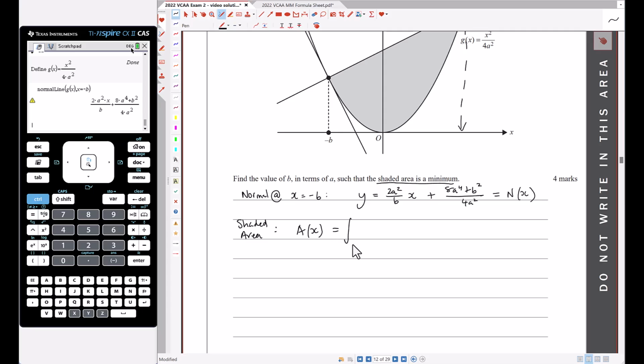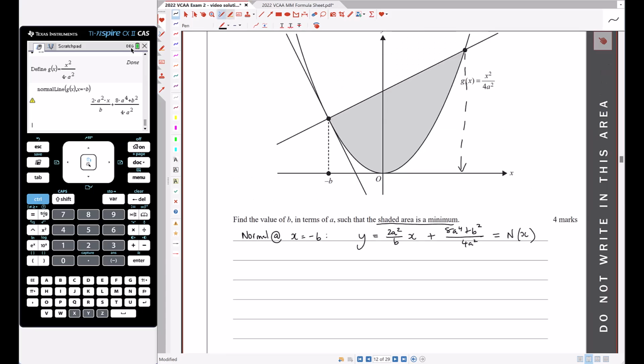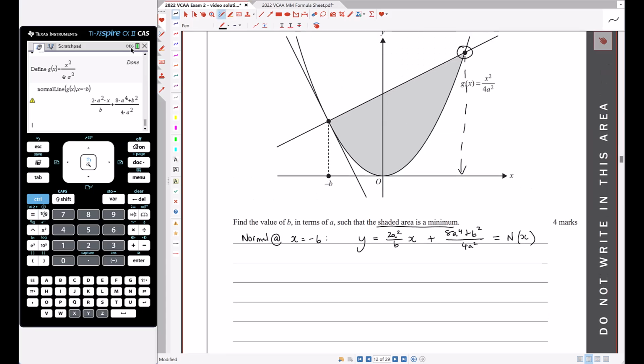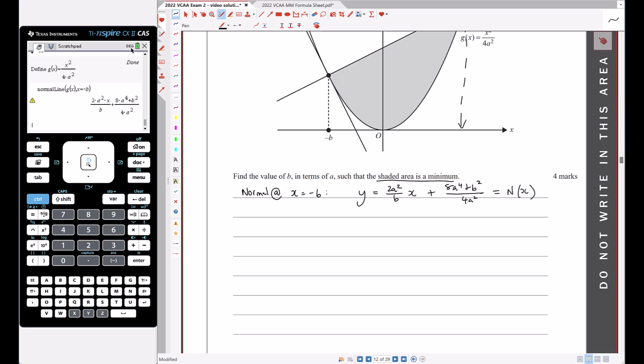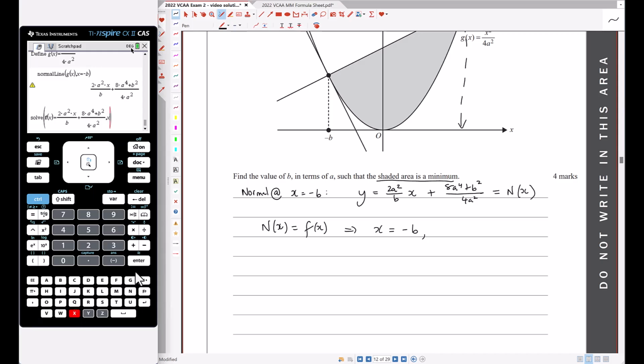That's going to be the integral, oh no, before we find the area, integral expression for the area, sorry, we need to find the coordinates. We need to find the coordinates of this point over here. So I'm going to solve my normal. So I need to solve n of x, my normal, equal to my function. And that should give me x equals negative b and something else. So let's do that. And solve my function equal to my normal for x.